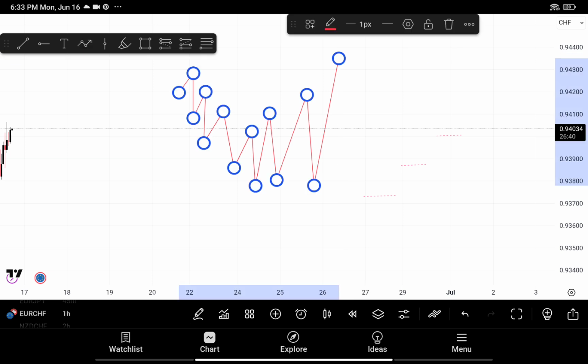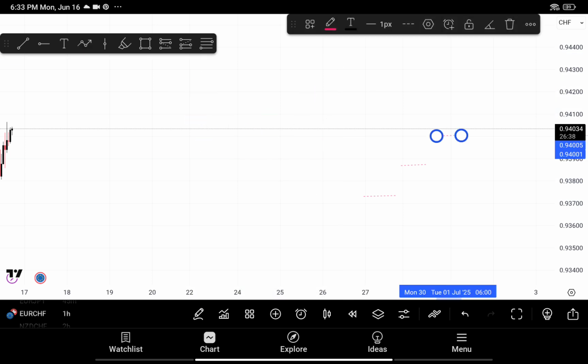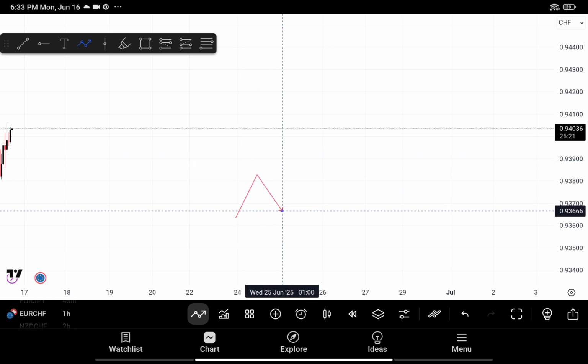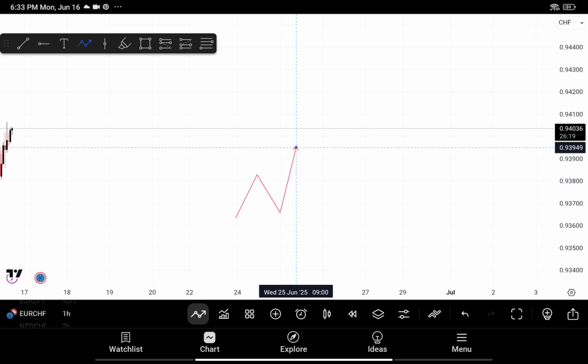Break of structure means continuation, and change of character means reversal. So if you really want to understand the concept of market structure, you have to know what break of structure means and what change of character means. And I say again, break of structure means continuation. Once you see a break of structure like this, then what you are expecting is a pullback.